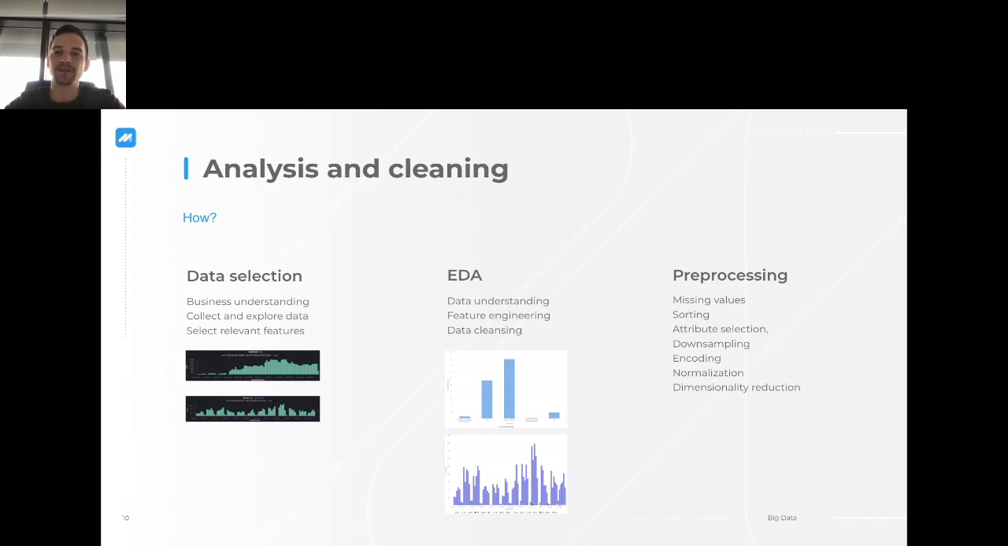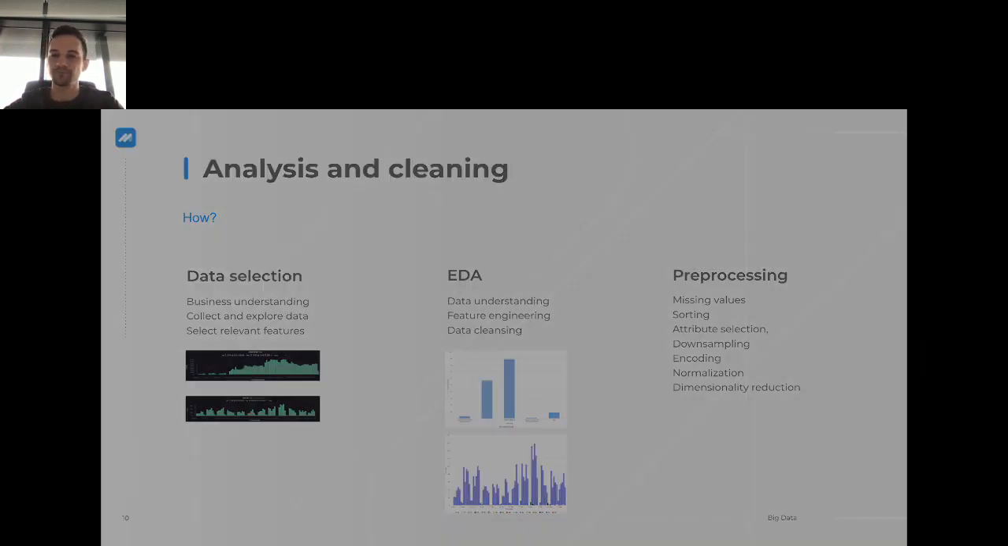Then preparing the data set for machine learning, we had to pre-process it, and there we handled missing values, sorting, selection, downsampling, encoding, normalization, and dimensionality reduction. Actually, all these techniques that we did in pre-processing helped us decrease the complexity of data set in order for unsupervised algorithms to be able to crunch it.